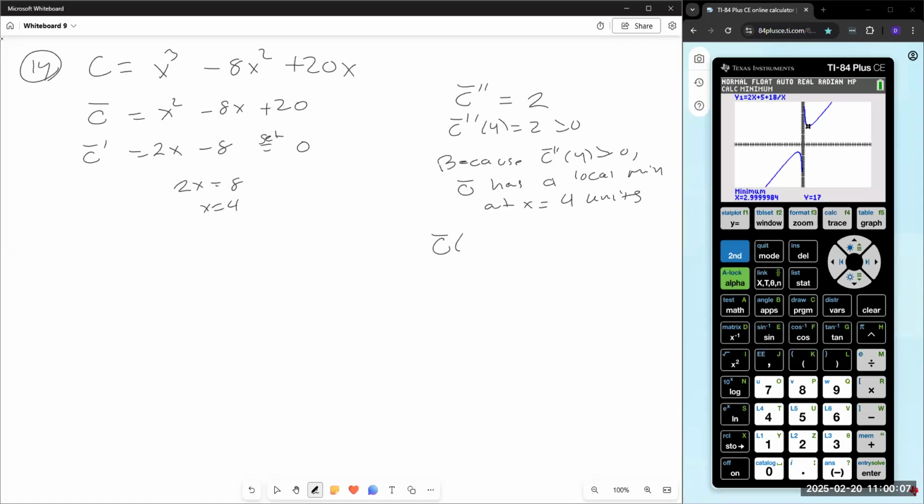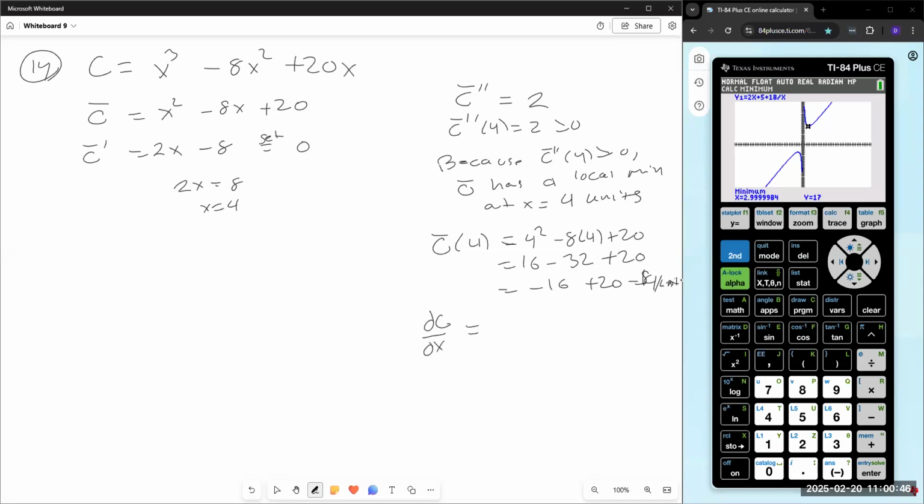C bar of 4 is going to be 4 squared minus 8 times 4 plus 20. 16 minus 32 plus 20 is negative 16 plus 20, which is 4, and that's dollars per unit of production. I haven't said that, but that's dollars per unit. It's like a marginal cost, which is why I'm looking at my marginal cost here.